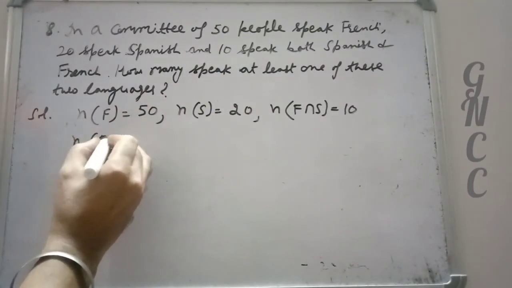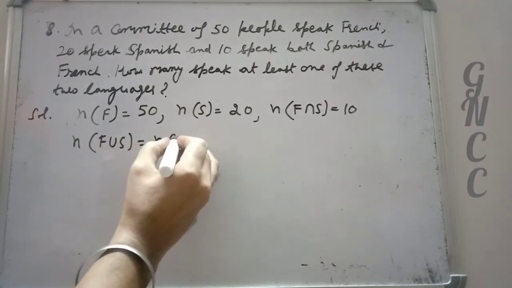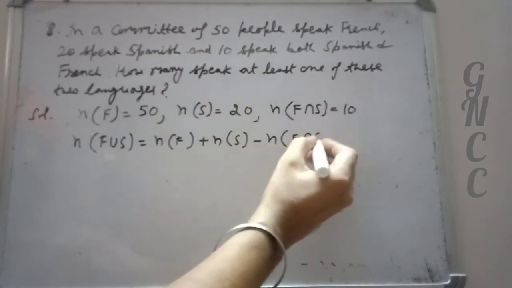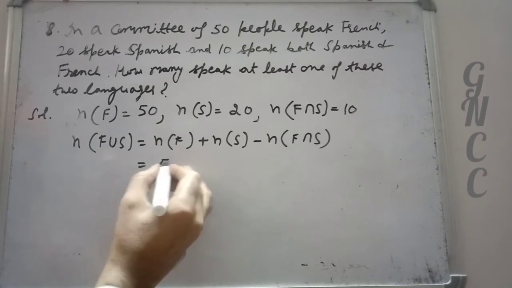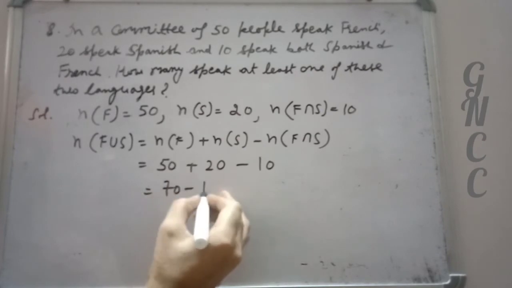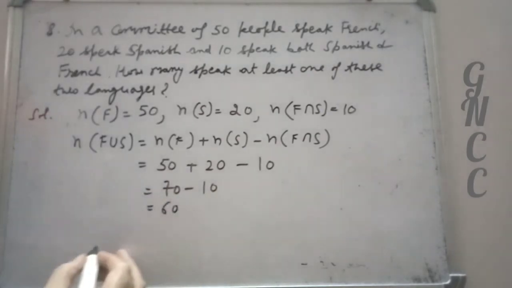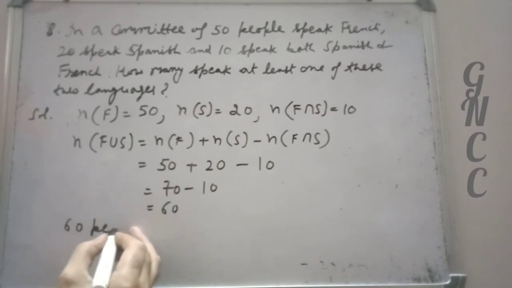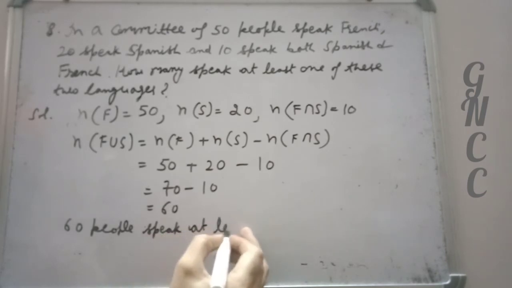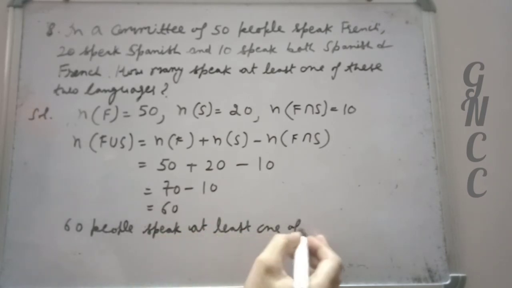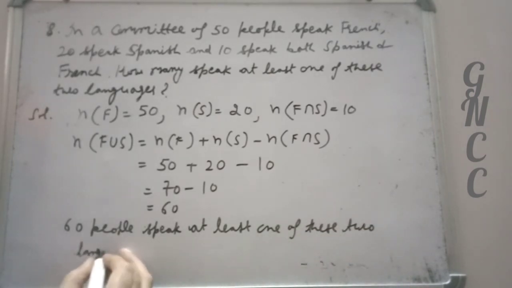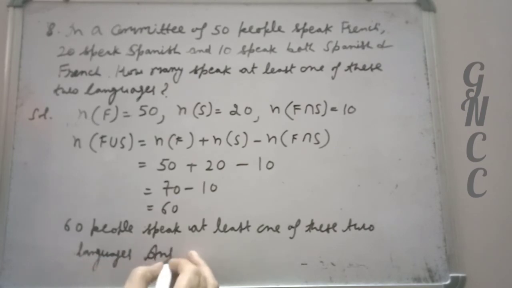So n(F union S) equal to formula n(F) plus n(S) minus n(F intersection S). n(F) is 50, this is 20, this is 10. So 70 minus 10, this is 60. So 60 people speak at least one of these two languages. This is the answer. So 60 is the answer.